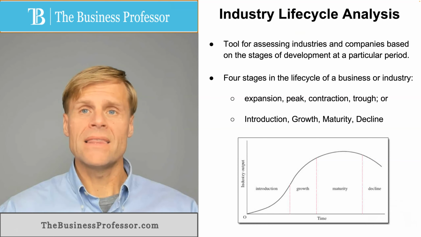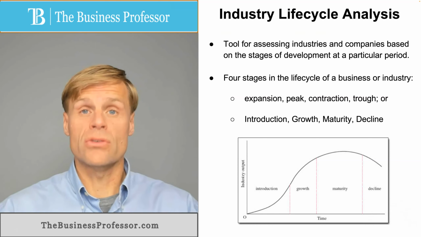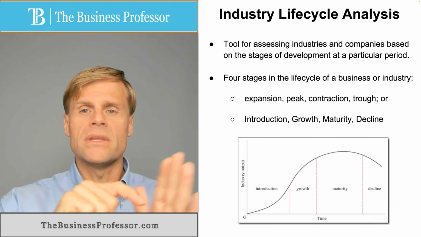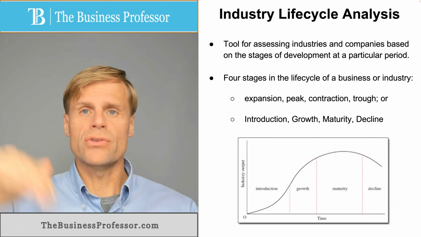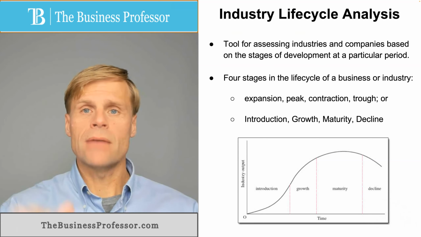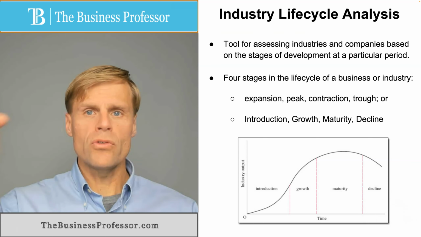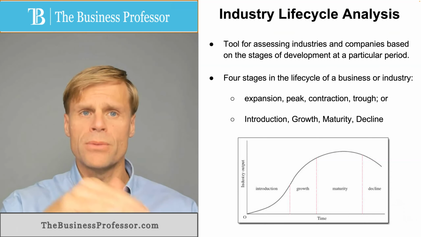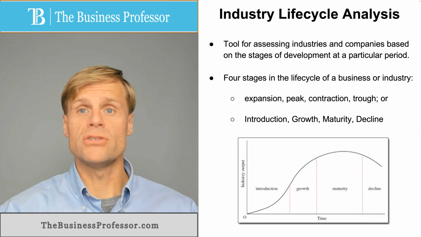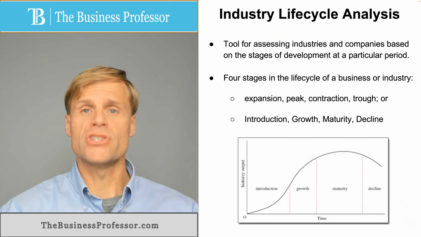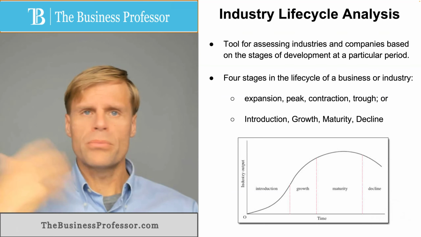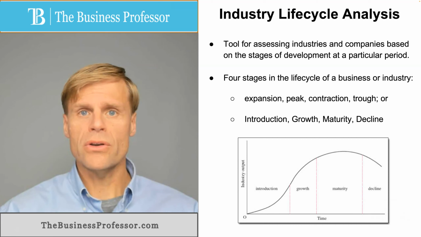If you were to align this with the expansion, peak, contraction, trough labeling, then you would simply label this as the expansion period from introduction through growth. Now, the peak period is kind of in line with maturity. After a while, your growth begins to level out, or the output you're putting out becomes more constant in nature. You don't continue this rapid growth that you see during the introduction and growth phases. Now, at this stage, you are probably yielding the most return on investment.